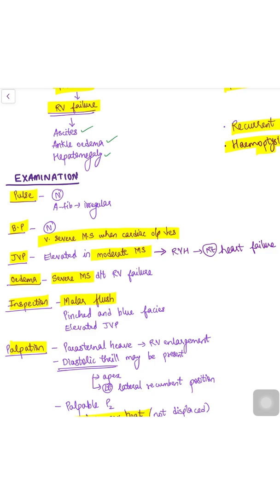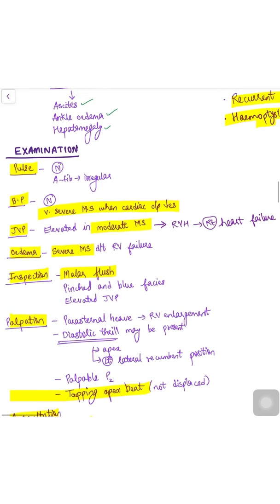On inspection, what will you find? You will find a malar flush, pinched blue faces. All this is because of a reduced cardiac output, reduced forward output. You may have an elevated JVP in case of a right heart failure. On palpation, you may have features of pulmonary hypertension or a right ventricular hypertrophy. If there is a right ventricular hypertrophy, you have a left parasternal heave.